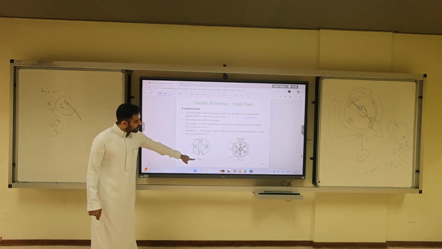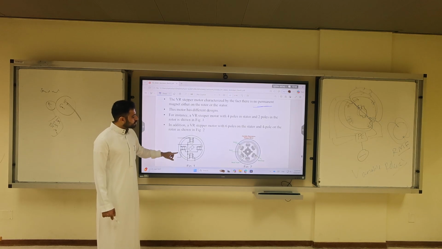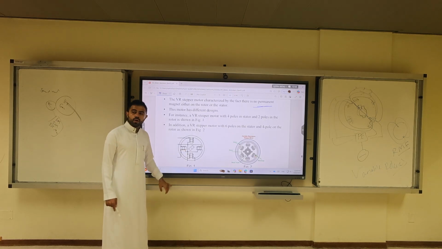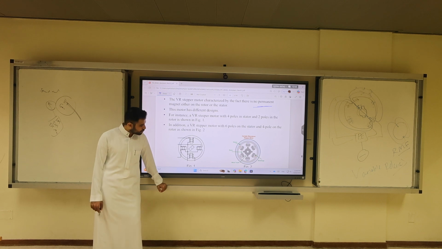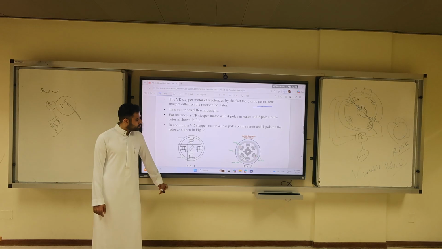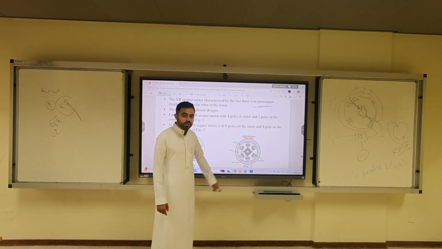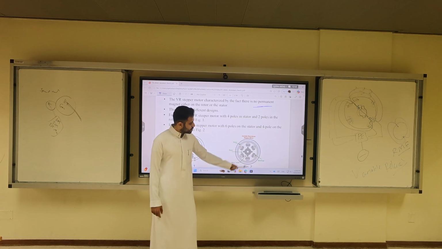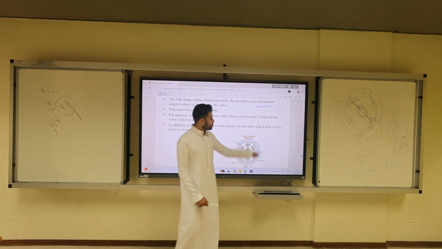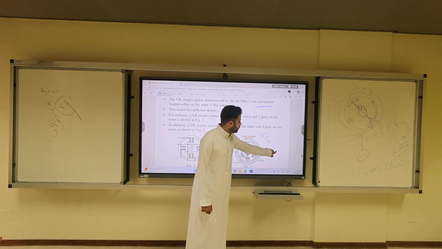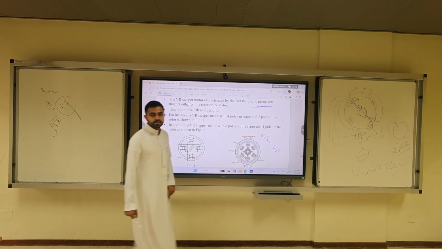For this figure 1, how many poles do I have on the stator? 4. And how many poles in the rotor? 2. For this machine, how many poles in the stator? 6. In the rotor? 4. So now you just say 6 to 4, 6 to 4 VR. Clear?